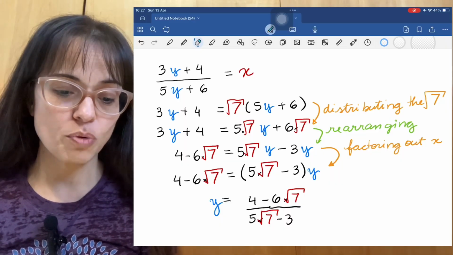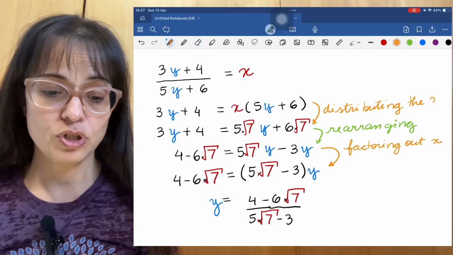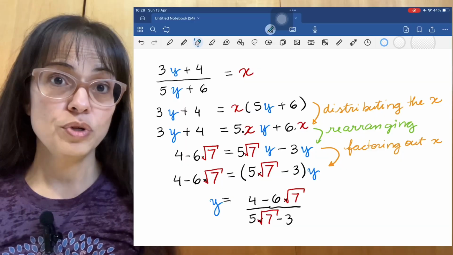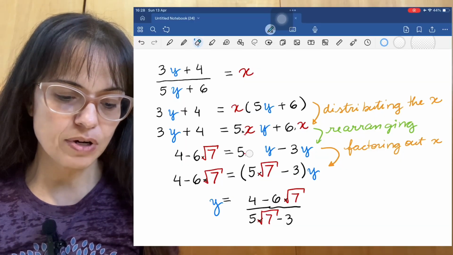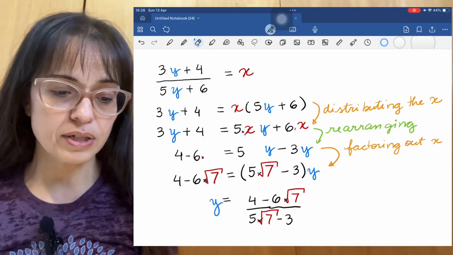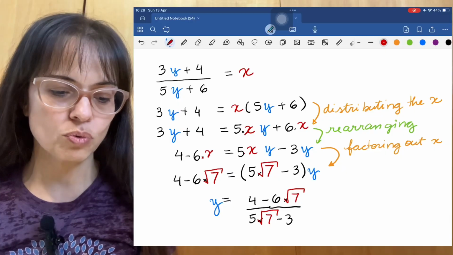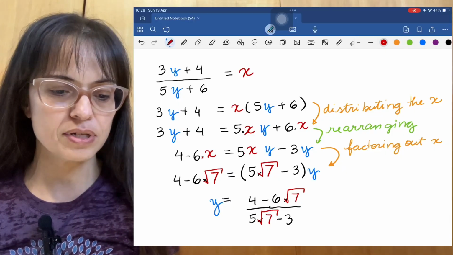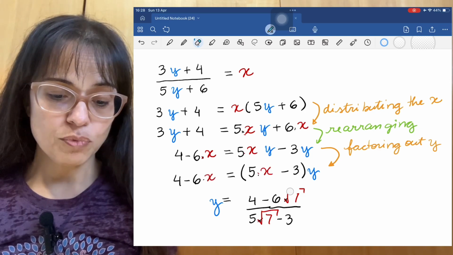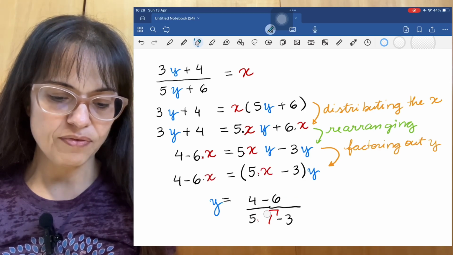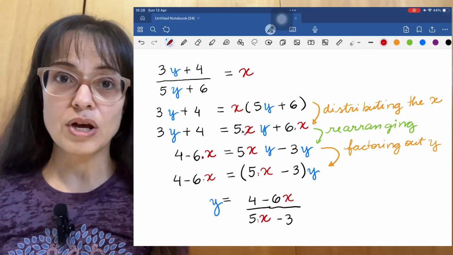First, you take the denominator 5y plus 6 and multiply it. Now you're going to distribute the x. You're going to rearrange the terms, making sure that both y's are on the same side, because that's the variable that you're trying to isolate now. It's y, it's no longer x. X is now just playing a role like the 7 was in the first equation. So now you're factoring out this y, and you are dividing both sides of this equation by 5x minus 3. There you go. That's your inverse to your rational function.